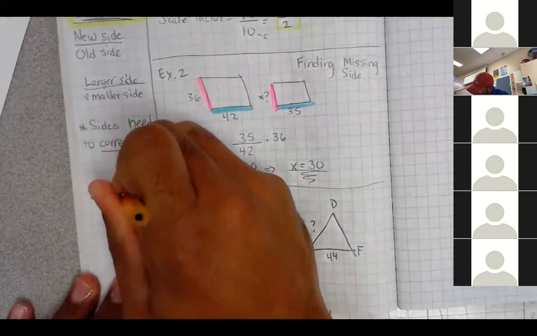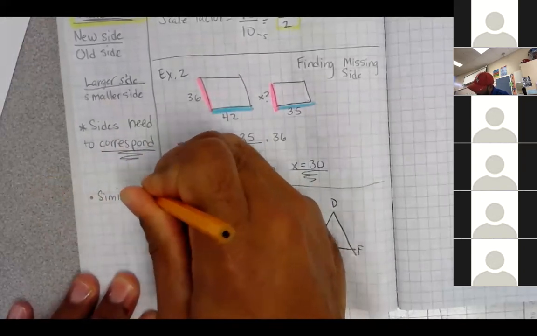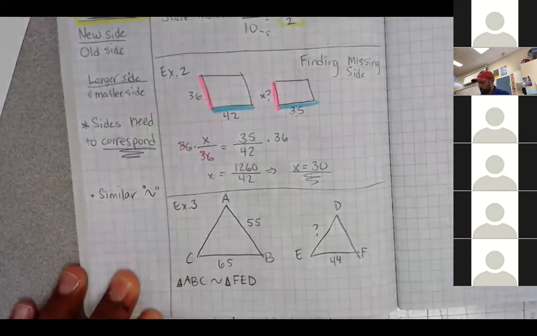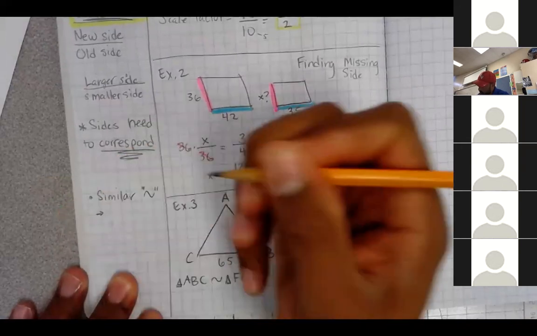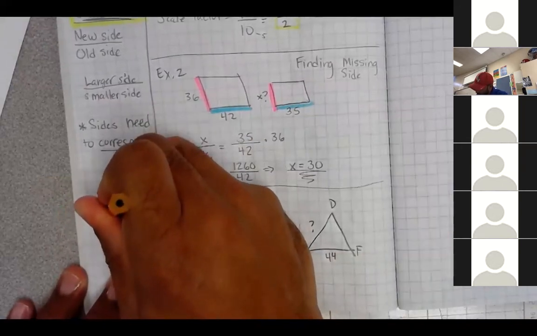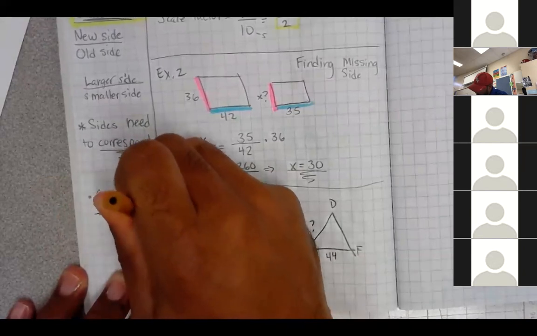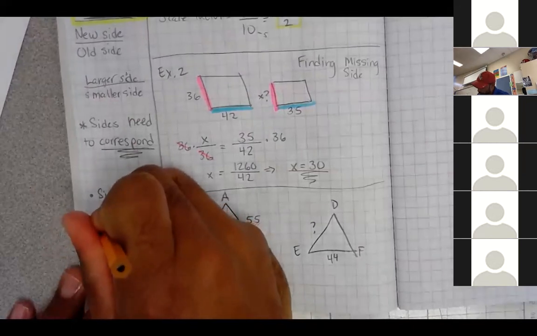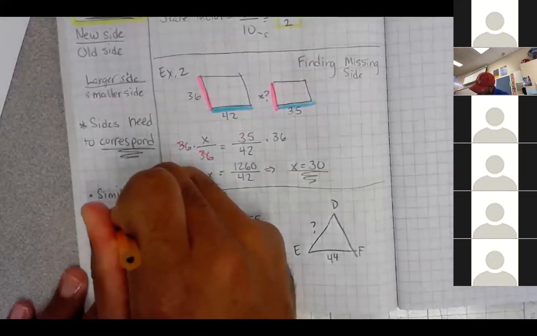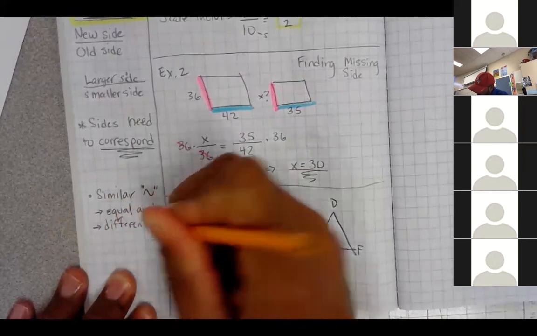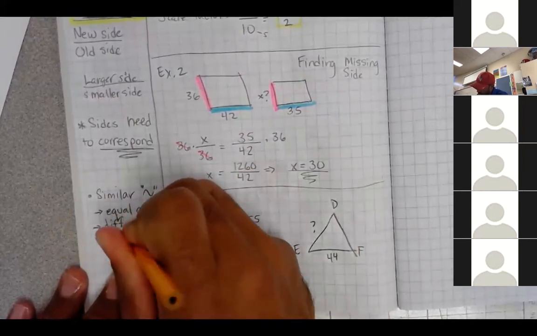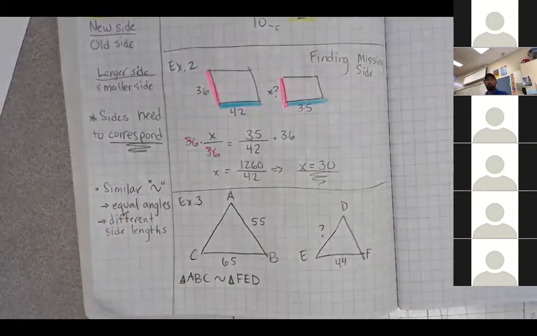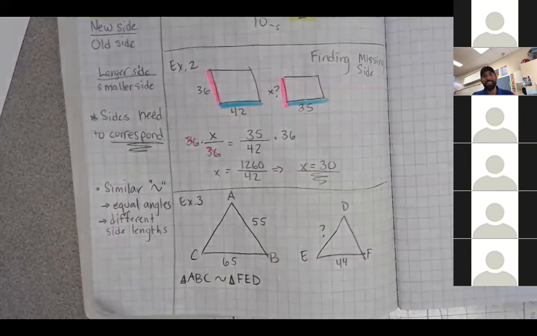similar, which is what this means. That little symbol just means similar. You're going to have equal angles, but different side lengths. Okay? So equal angles, but different side length.